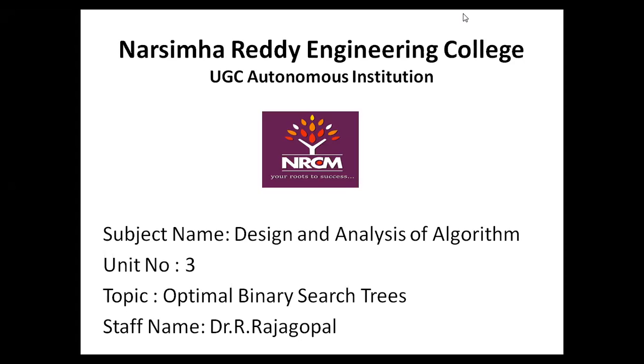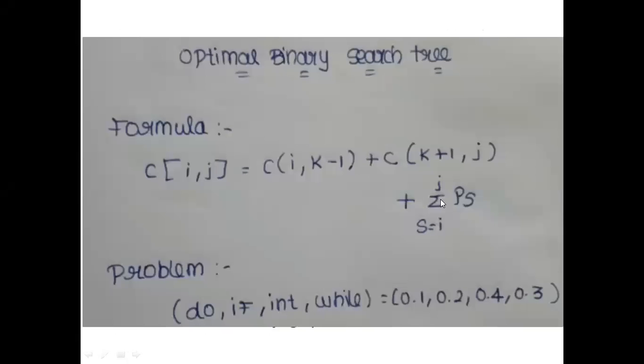So now, if they directly give the elements, how are we going to construct the optimal binary search tree? That is the problem. Optimal binary search tree problem. How are we going to solve this problem?